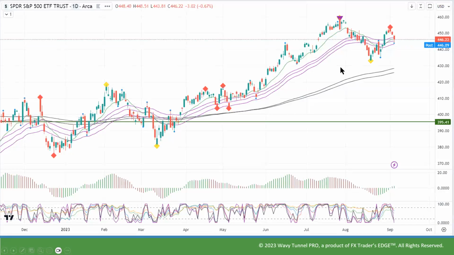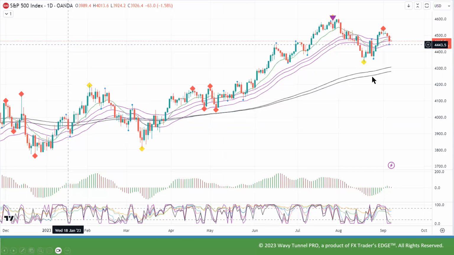So now let's look at the SPY. This is the SPY ETF, same pattern. Now, I didn't draw these dotted lines on here like I did on NASDAQ, but same pattern. And now we will look at the S&P on the Forex trading platform, same pattern. So we're at a critical juncture here. Are we going to take out these lows and trade lower, or are we going to take out these highs and trade higher? I don't know the answer to that.